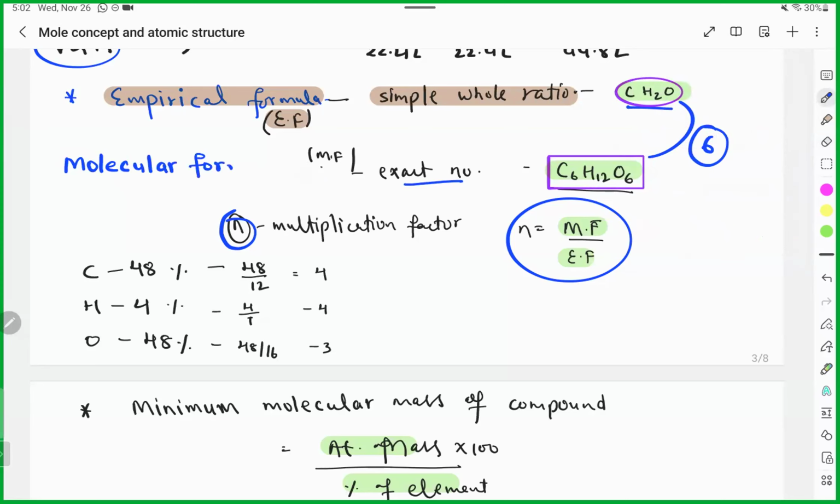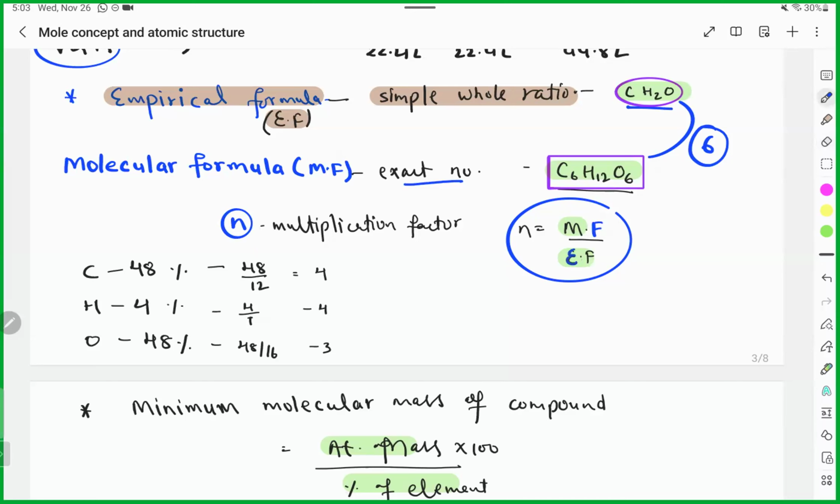Any doubt, guys? No, sir. So molecular formula, real one. Empirical formula, exact one. And in this case, we consider the multiplication factor: the number by which you multiply to get the real number. Example, in this situation, you know molecular formula is exact.